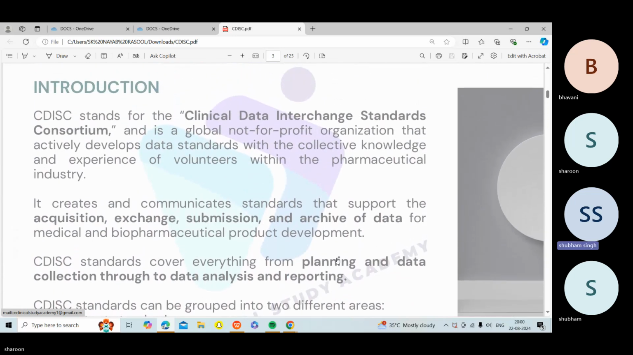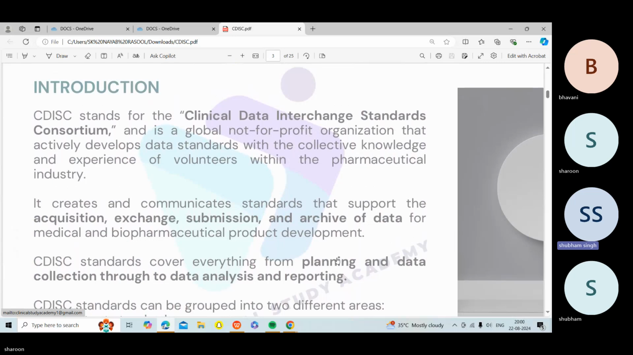So guys, in the first para, you can see CDISC stands for Clinical Data Interchange Standards Consortium. This is the full form. So yes, you should know the full form. There is no urgency in remembering this, but this is an organization which creates standards for entire clinical data, so you should at least know the full form. And it is a global non-profit organization.